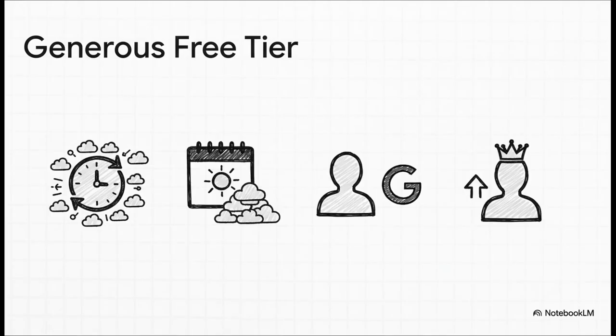And the freebies don't stop there. The rate limits are incredibly generous. You can make up to 60 requests a minute and 1,000 per day. And all you have to do is log in with your personal Google account. Sure, there are paid options if you need even more, but this free tier is more than enough for most people to hit the ground running.